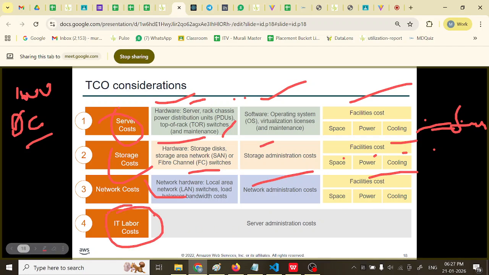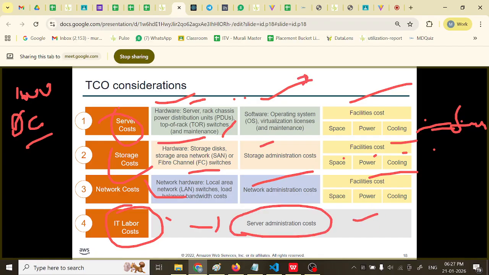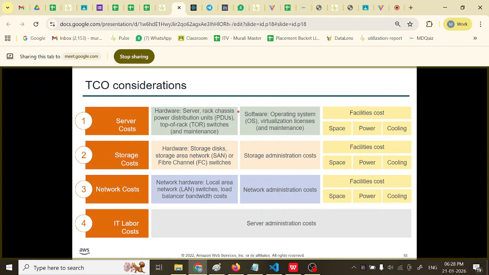And again it's IT labor cost. That is the person, the IT administrator. He will be charged. You have to pay payroll. All these are costs. So these are all coming under your direct cost and indirect cost. Now everything can fall under the head of the owner.